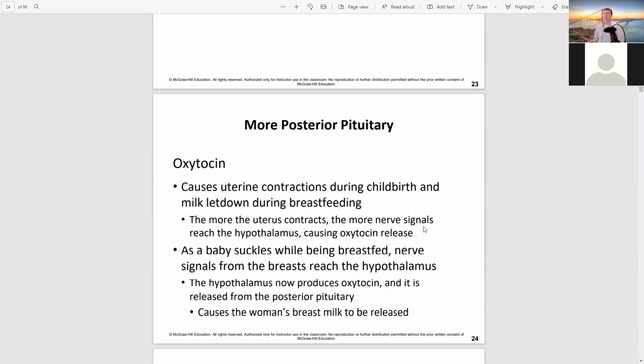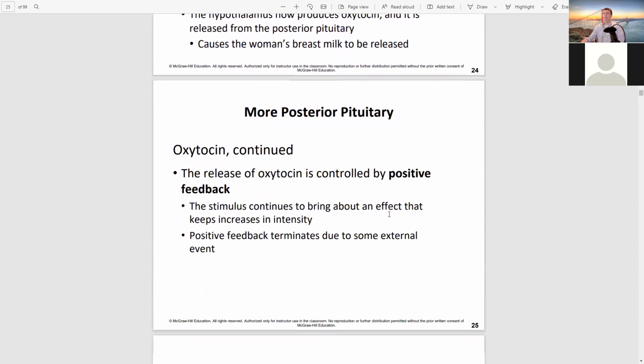Okay, so oxytocin causes uterine contractions during childbirth and milk letdown during breastfeeding. The more the uterus contracts, the more nerve signals reach the hypothalamus, causing oxytocin release. As the baby suckles while being breastfed, nerve signals from the breast reach the hypothalamus, and the hypothalamus now produces oxytocin, and it is released from the posterior pituitary. So this causes the woman's breast milk to be released.